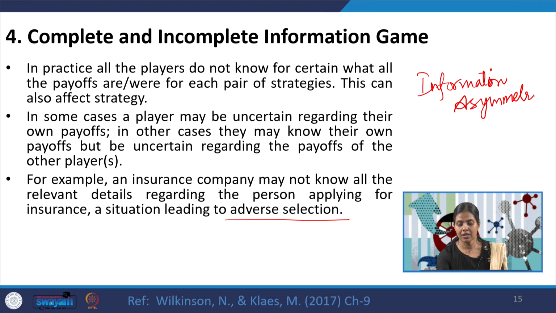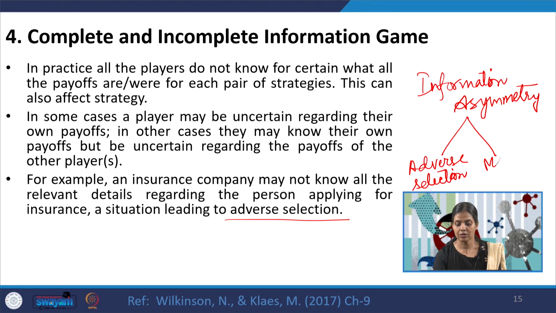Which simply implies that both parties involved in a transaction do not have equal information. If there is information asymmetry, then it has two possible impacts. One is before the transaction takes place, which is called adverse selection, and the other one is called moral hazard. So basically this is happening before the transaction and this is happening after the transaction.